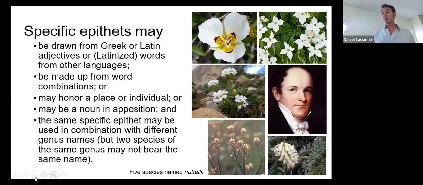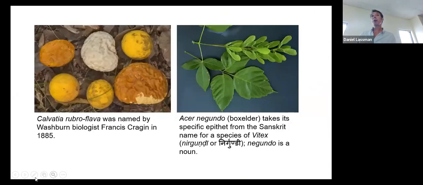Nuttall was pretty influential. Here are a couple other things. Here's a Calvatia rubroflava, which is made up of rubrum and flavum, which means red, yellow. Calvatia is a fungus, a puffball that you might find in your garden. It shows up in the fall. Really cool, beautiful. It was described by a guy who worked at Washburn in the late 19th century named Francis Cragin.